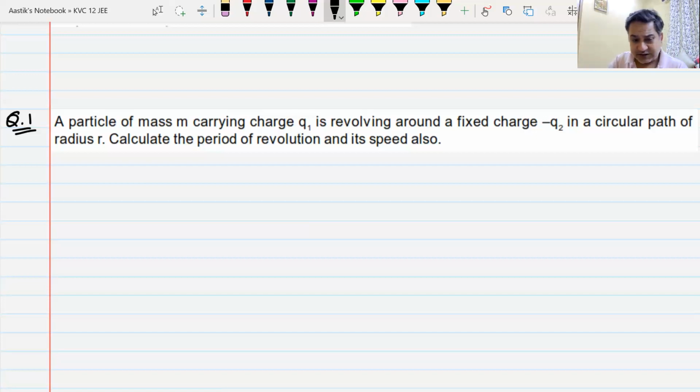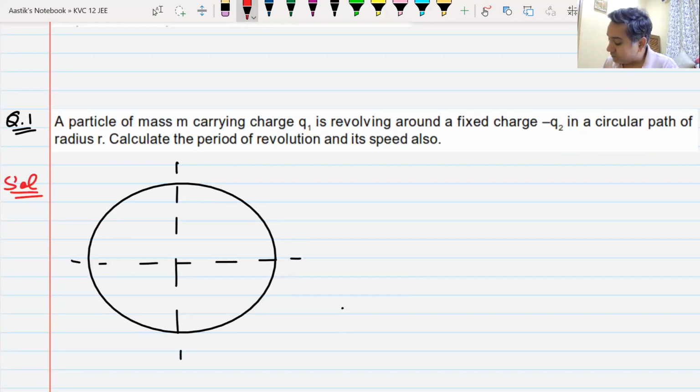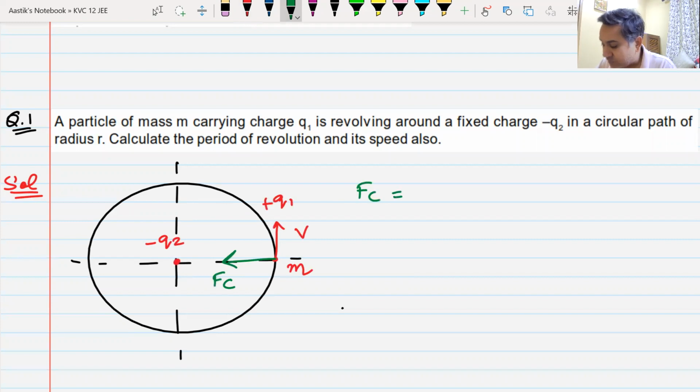How are you supposed to do this? It is very simple. You have a minus q2 charge here and you have a plus q1 charge revolving. Let us say the velocity is v, the mass is m, and the charge is plus q1. So what should happen here? Whenever you have something moving in a circle, someone must give it centripetal force. Who is going to give it the centripetal force? It is basically the force of attraction between the two charges.